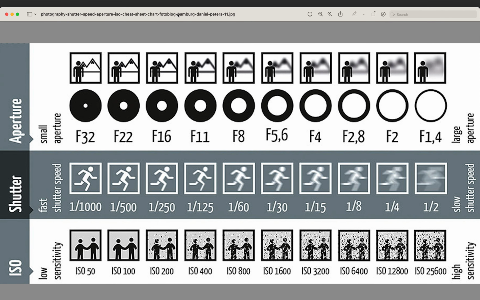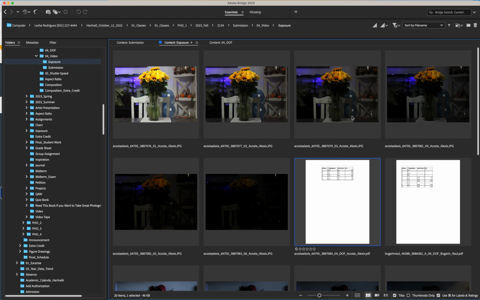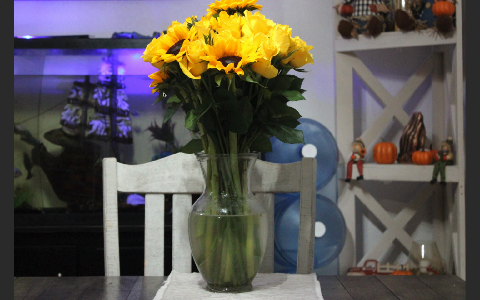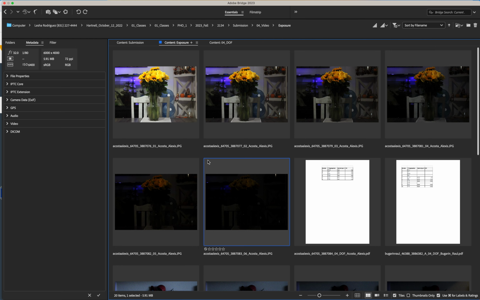They start at 5.6, and you can see that the aperture is pretty large. But as they progress throughout the table from 8, 11, 16, 22, and 32, the aperture is getting smaller and smaller. So that means there's less light entering the camera, which explains why, when we look at this image, they're getting progressively darker as we go along. The first image is at 5.6. The last image is at f32.